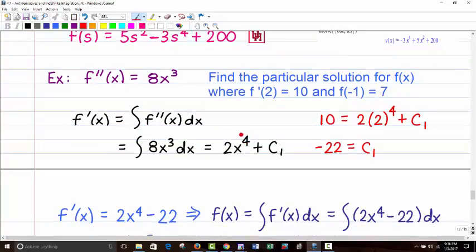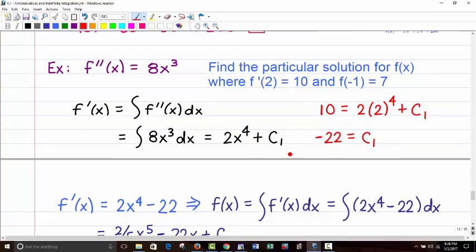Yep, so it would be 3 plus 1 over 3 plus 1 is 4. 8 over 4 is 2, so 2x to the fourth. At this point, even if I don't have the work shown here, I'm certain you'll be able to figure it out. And so it's 2x to the fourth plus C1. It's okay if you use C, because we're going to have another C coming up. So I'm using C1 and C2 just to make a distinction.